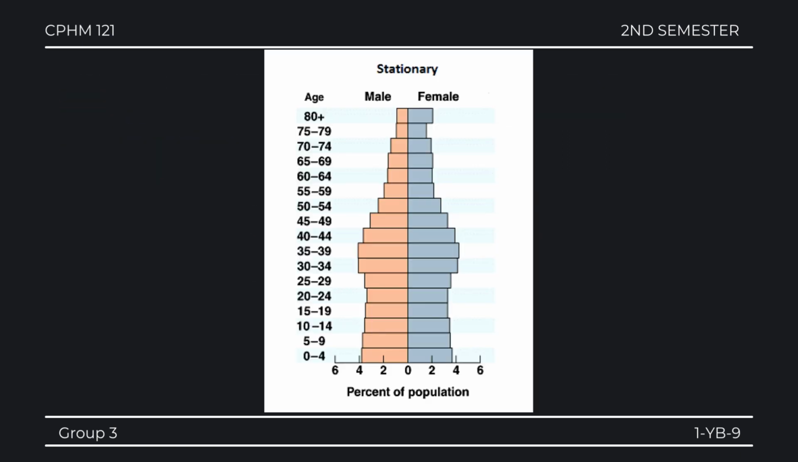Here's an example of a stationary pyramid. Since it has slow population growth, it is more likely an equal pyramid. Look at the picture.